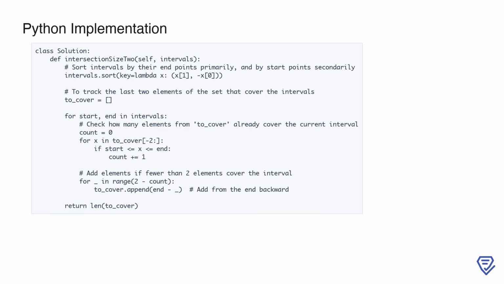Next, we maintain a list, to_cover, that tracks the integers in the result set. For each interval, we count how many integers from the last two elements of to_cover fall within the interval. If fewer than two integers from to_cover cover the interval, additional integers are added starting from the interval's endpoint and moving backward. This ensures minimal additions to the result set while satisfying the problem's constraints. Finally, the length of to_cover is returned as the size of the smallest set that satisfies the given conditions. The algorithm is efficient due to the sorting step and the linear traversal of the intervals, making it suitable for large inputs.